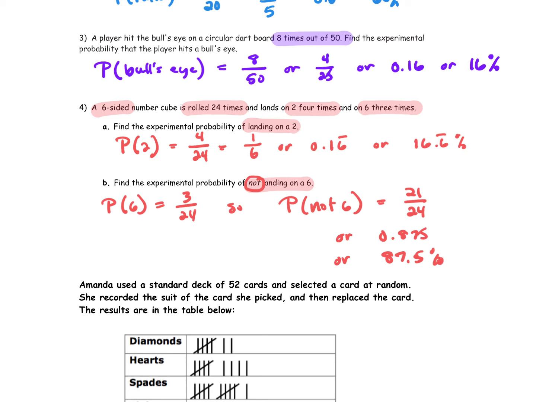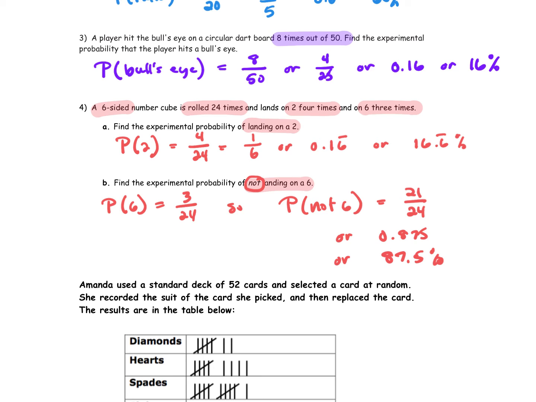So letter B was very different and it also mentioned 2 things. This question had nothing to do with 6, but this one said not landing on 6. So the probability of landing on 6 was 3 times out of 24.